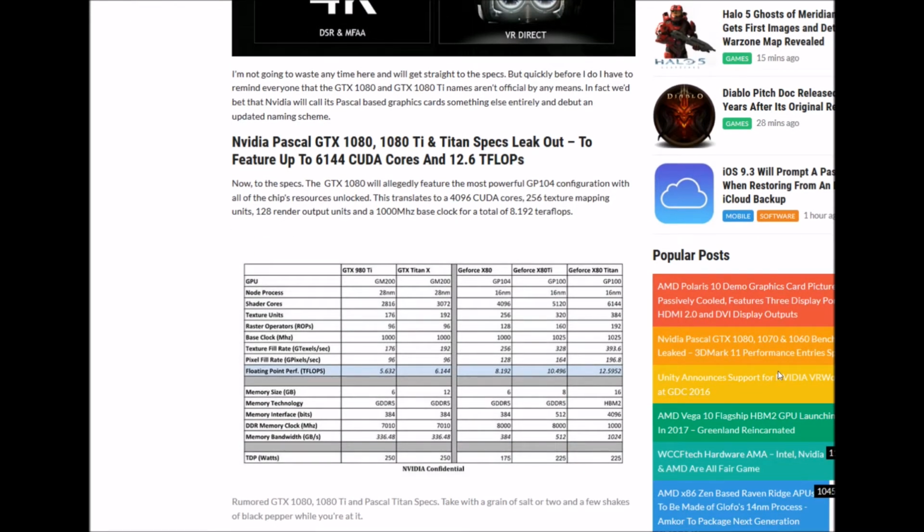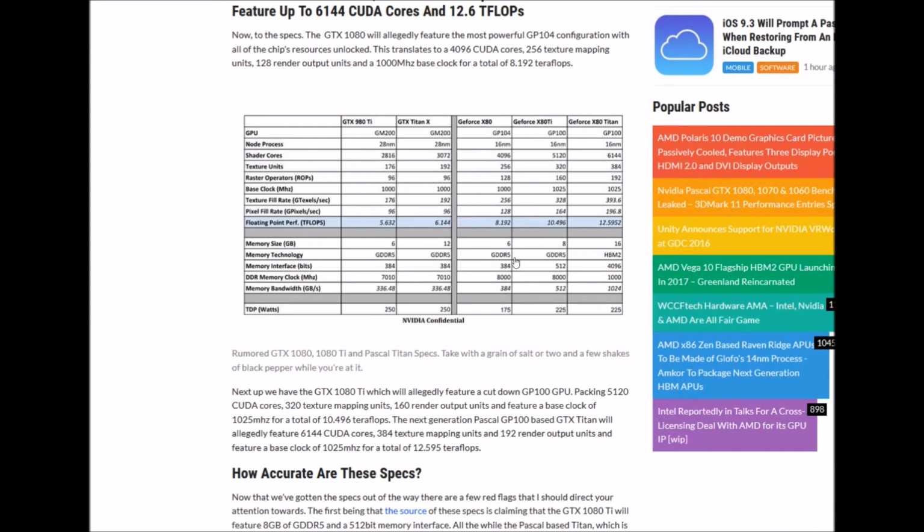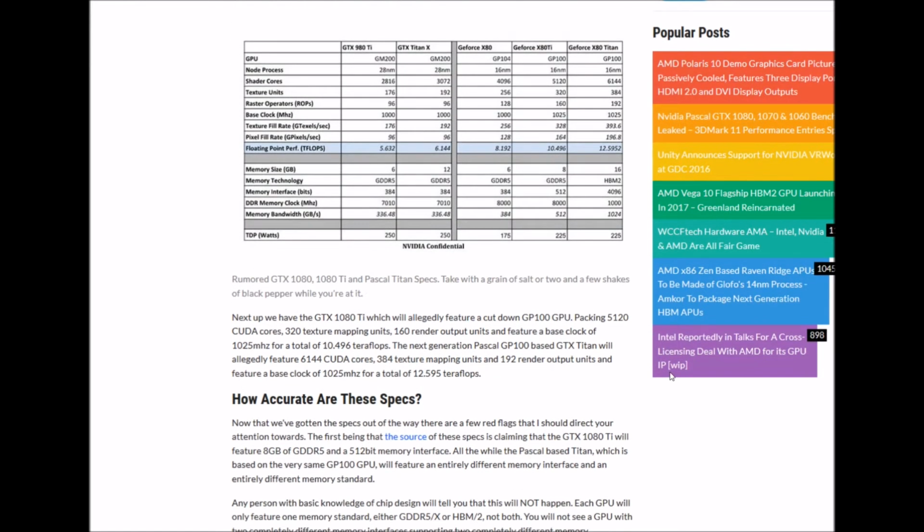Now the specs. 1080 will allegedly feature the most powerful GP104 configuration with all the chip's resources unlocked. This translates to 4096 CUDA cores, 256 texture mapping units, 128 render output units, and a 1000 MHz base clock for a total of up to 8192 teraflops. So we can see here, comparing 1080 Ti and Titan X, look at the difference, enormous. Enormous difference.